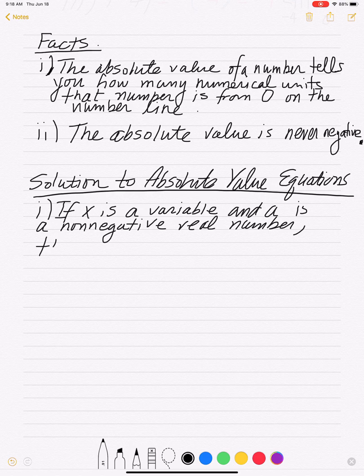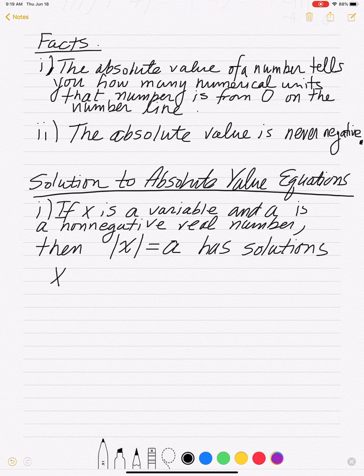then the following equation, the absolute value of x equals a, so this is the type of equation we're interested in. So you got the absolute value of x on the left side, and on the right side here we got a number, a real number that's not negative. It could be positive or it could be 0. Then this equation has solutions x equals plus or minus a.